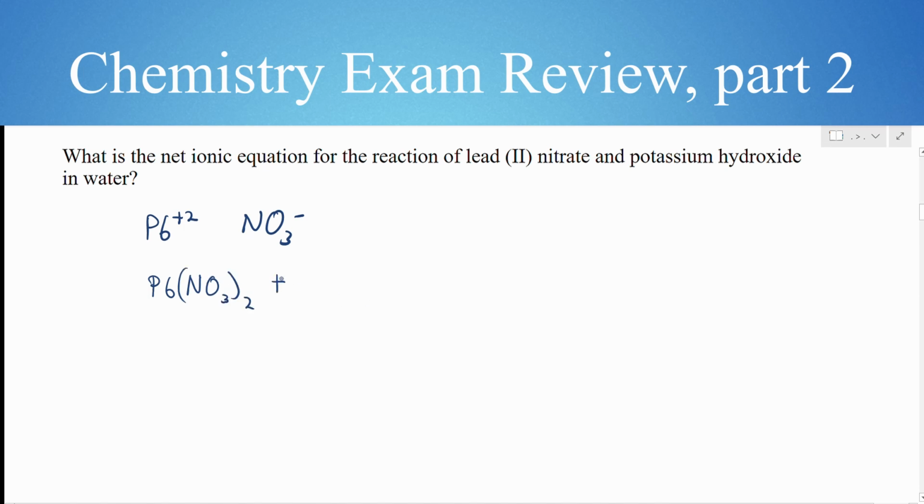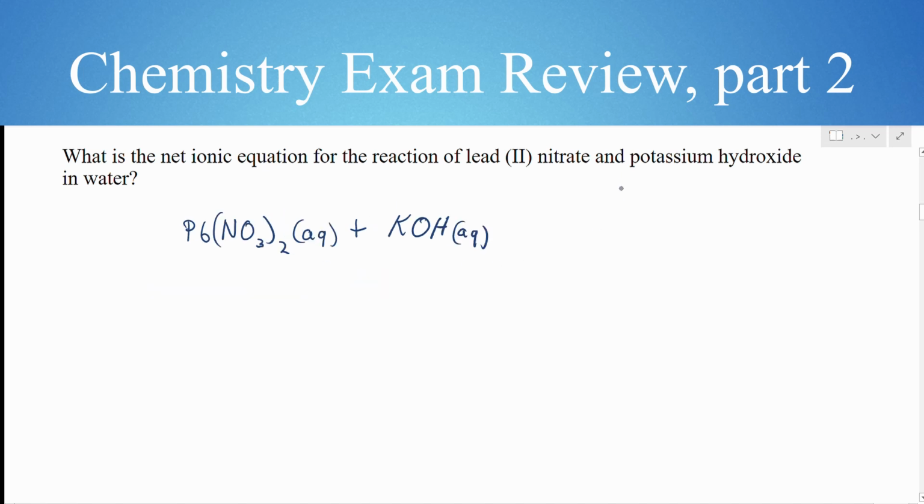Next, and I'll just add the (aq) for practice, we have potassium hydroxide. So this is K+ and a hydroxide ion, so positive 1 and negative 1, so just one of each together. You can also remember that potassium hydroxide is a strong base. Next we're going to write the products of this reaction.